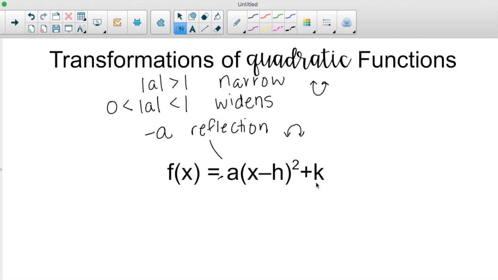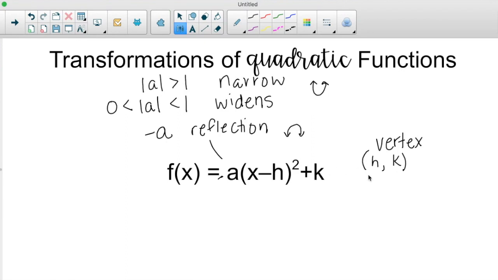Let's take a look at h and k. So h and k is actually your vertex. You can tell right away what your vertex will be because you just look at the letters h and k. So your vertex will be (h, k). So let's say it says x minus 2, then here you would plug in a 2. If it says right here plus 3, then k would be a positive 3.